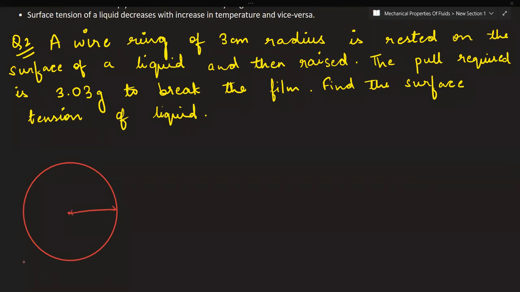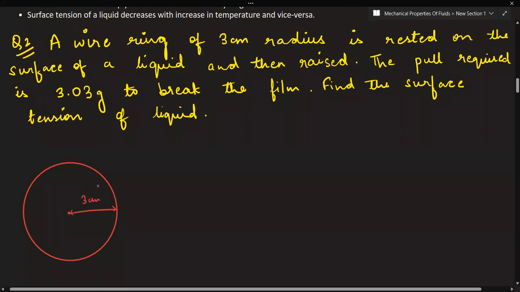See, the question says that a wire ring of 3 centimeter radius, means if this is the wire ring, then the radius is 3 centimeters. It is rested on the surface of a liquid and then raised. The pull required is 3.03 grams to break the film. We have to find out the surface tension for the liquid.